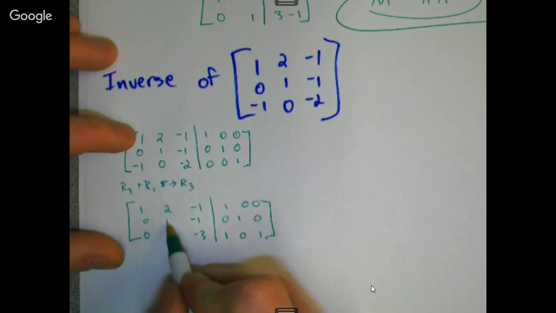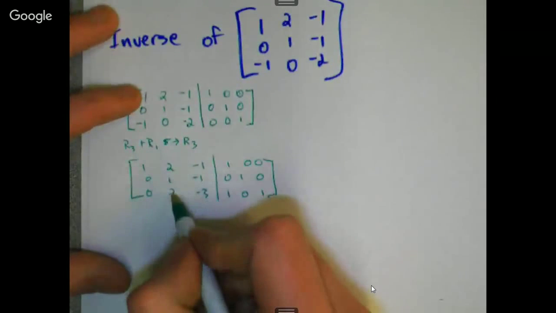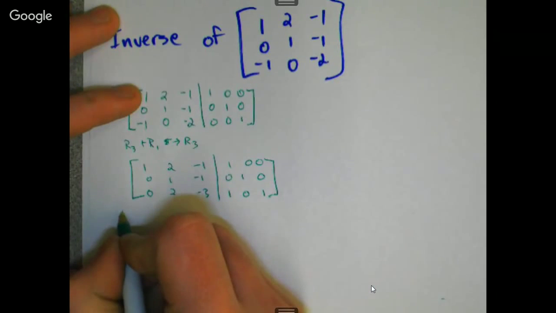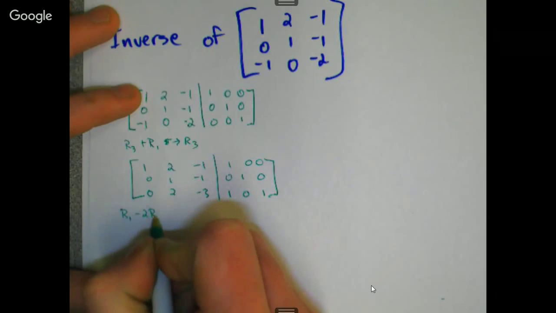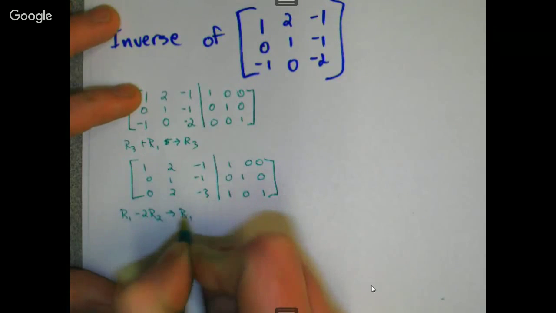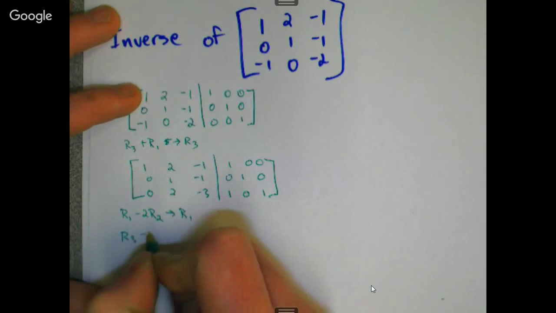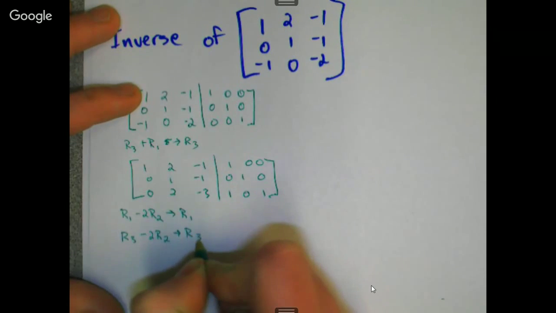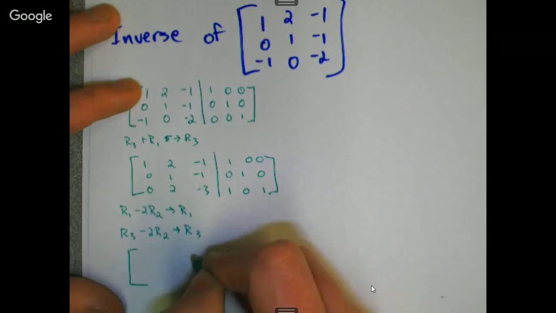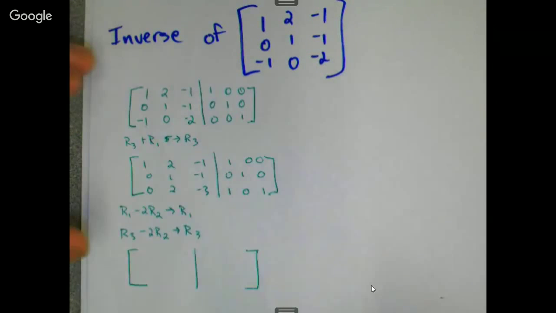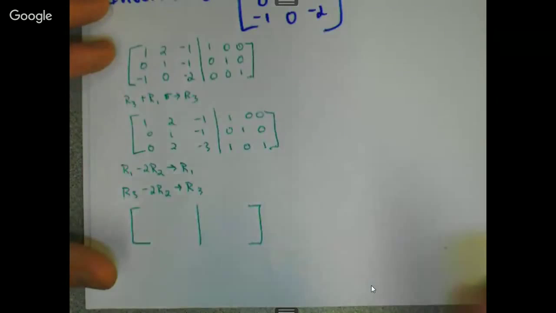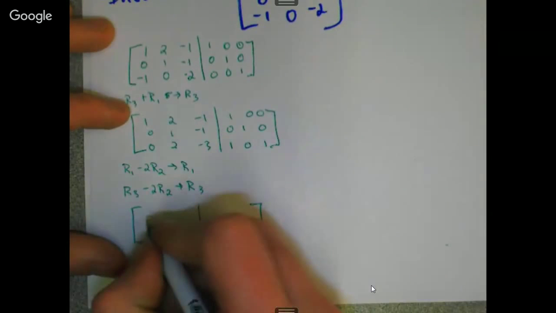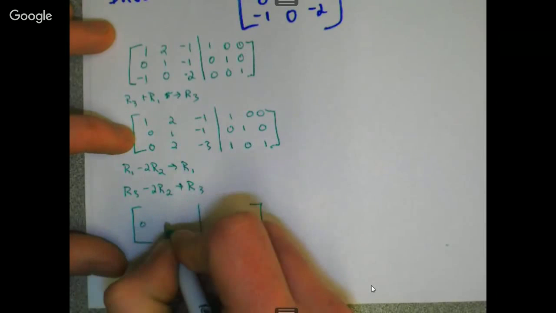Now here I've got my 1 already, so I need to change these two rows. So we'll take row 1 minus double row 2 back into row 1, and we'll take row 3 minus double row 2 back into row 3. Now again, we've done this sort of thing. So again, it's a lot of tedious work, but things are usually really easy.